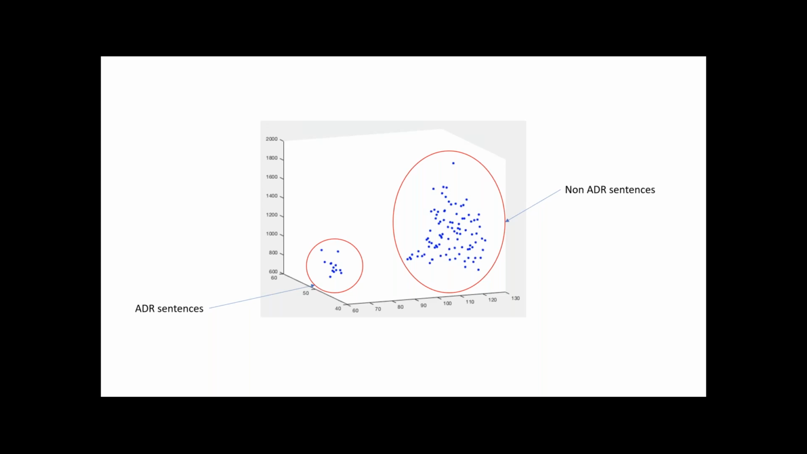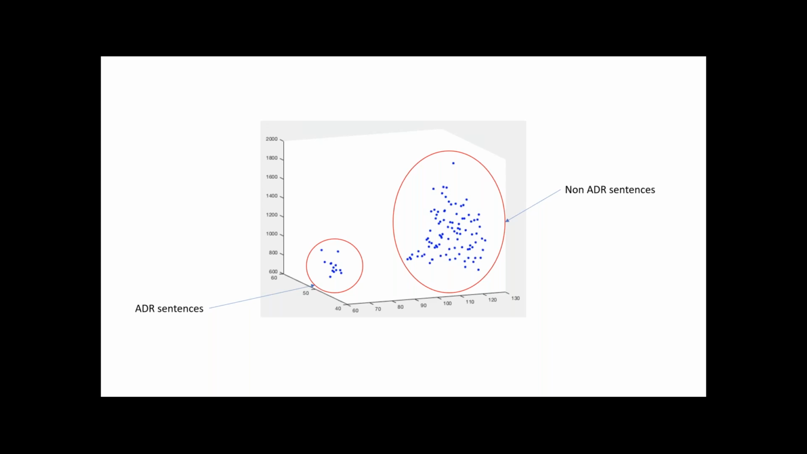So the idea is that we can expect that those sentences that are related with adverse drug reactions will appear close together in this hyperspace, and those sentences that are not related with adverse drug reactions we expect them to be located in a different part of this hyperspace. So then we can train a deep learning or machine learning model to try to learn how to split these two groups.